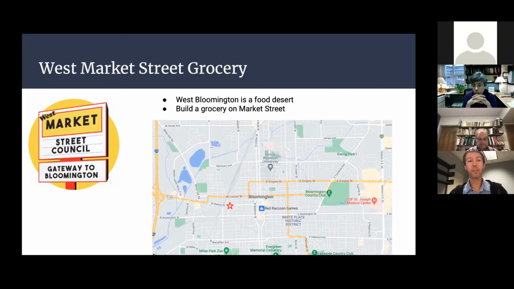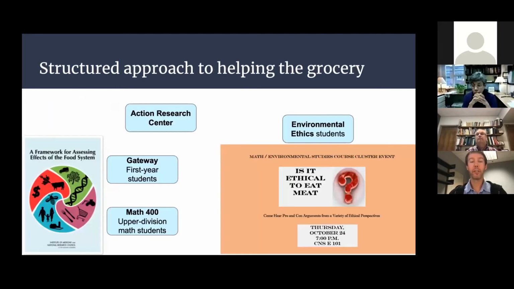That was the reasoning for this group, the West Market Street Council, wanting to get a grocery put into West Bloomington. They worked on it. They got the property purchased and demolished the old building that was there. As far as I know, construction hasn't started on the grocery, but hopefully soon it will. Our role was to develop some projects for our students that could help support this grocery, taking an analytical approach.